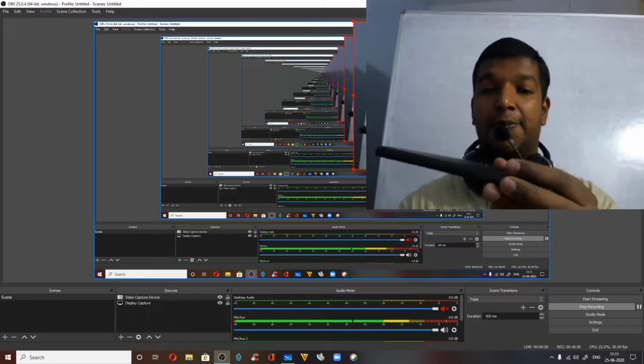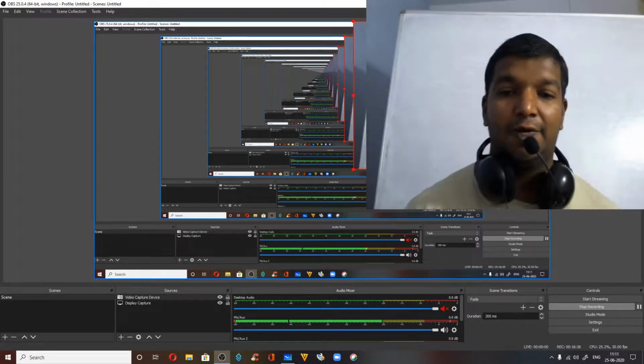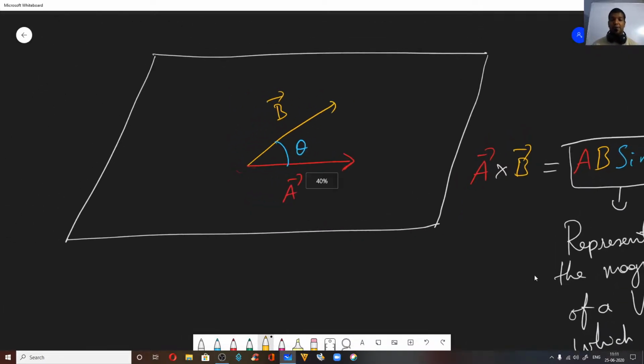So I can imagine a perpendicular like this, and I can imagine a perpendicular like this also. So which one to consider? For that, we'll actually use something called the right hand rule. Okay, now what is that right hand rule? Let us try to understand.